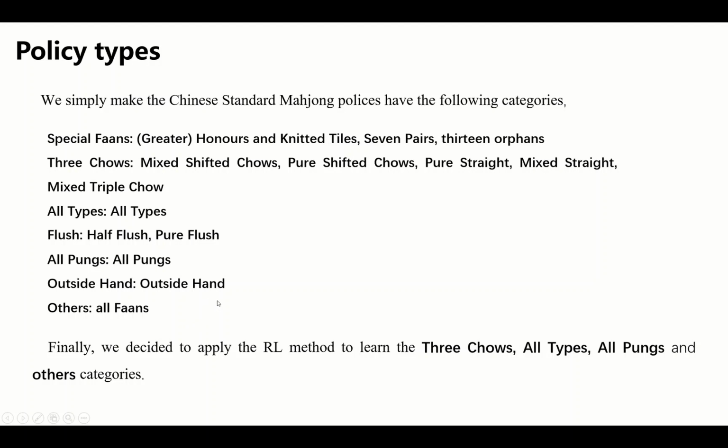After testing and analyzing, we applied the RL method to learn the 3 Chous, all types, all Pengs, and other categories. After training, each agent in each sub-mode can achieve a winning rate of close to 24% in self-play.